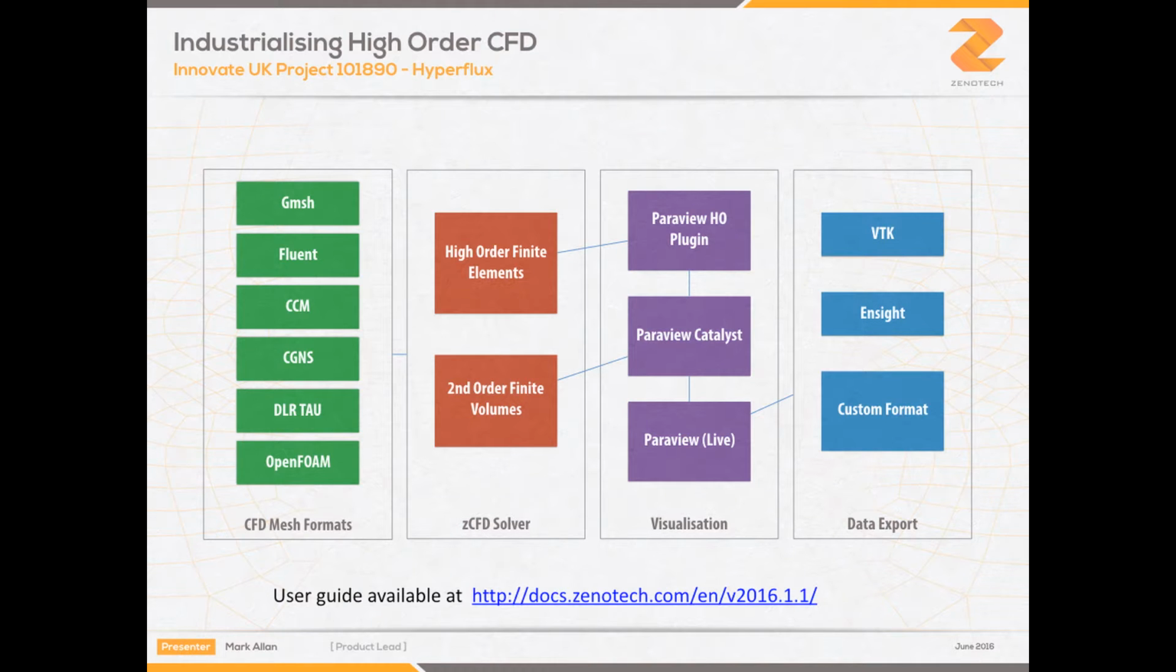So in order to use these methods, we have a very simple diagram here showing the workflow within ZCFD. So we can take CFD mesh formats from a variety of sources. We can then choose which solver we wish to run, whether it's the second order finite volume solver or the high order solver, or a combination of the two. And the output from those solvers both will go into ParaView, and we can use ParaView Catalyst to monitor the simulations as they're progressing. And then finally we can export the data to a variety of formats, VTK, Insight, or a custom format should you require it.